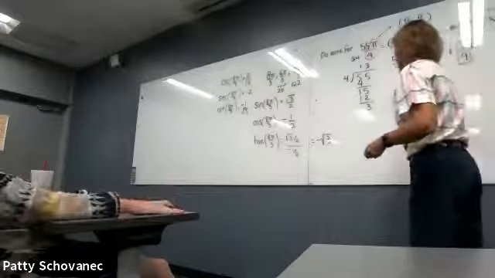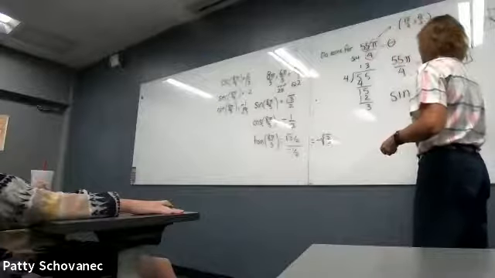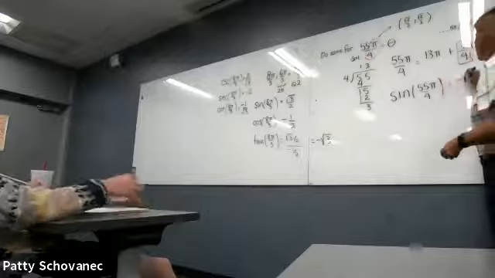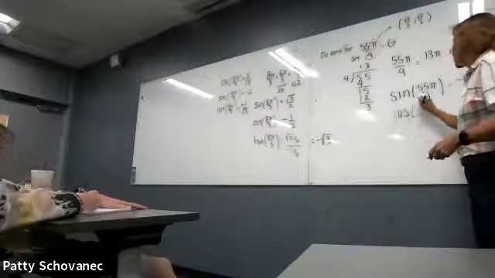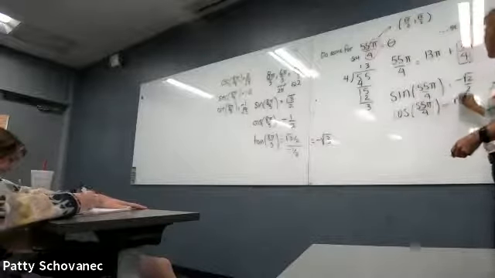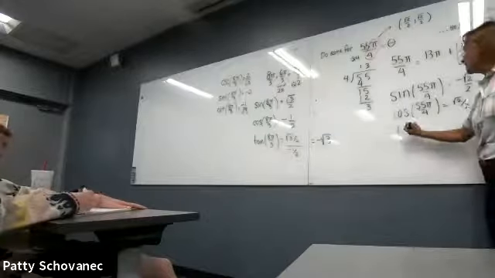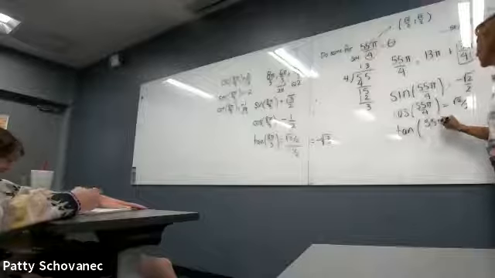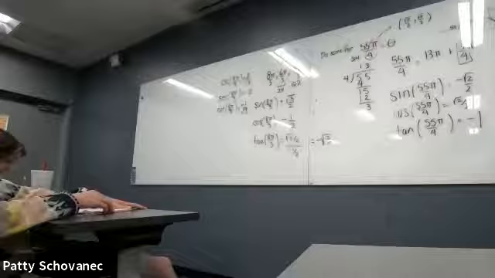So let's start listing them. I started with the sine last time. The sine of 55 pi over 4 should be negative square root of 2 over 2. Cosine of 55 pi over 4 is positive square root of 2 over 2. Tangent is sine over cosine. They're the same, so that should reduce to 1, but it's going to be a -1 because the cosine is positive, the sine is negative.